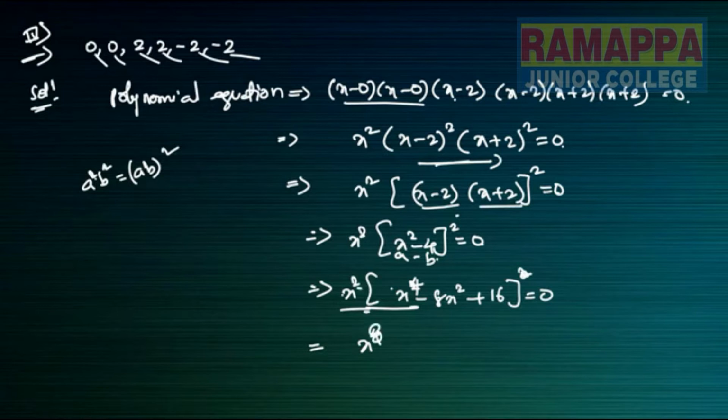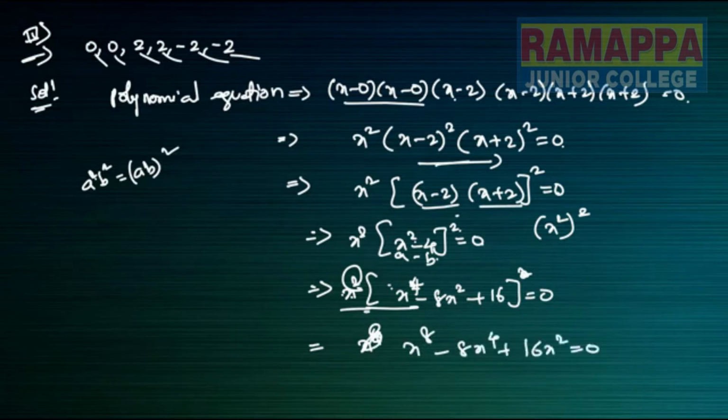So x power of this one, x square whole square is x power of 4, this 2 into 4 will become x power of 8. x power of 8 minus x square into 8x square, 8x power of 4, plus 16x square is equal to 0 will come here. So this is the answer of the fourth question.